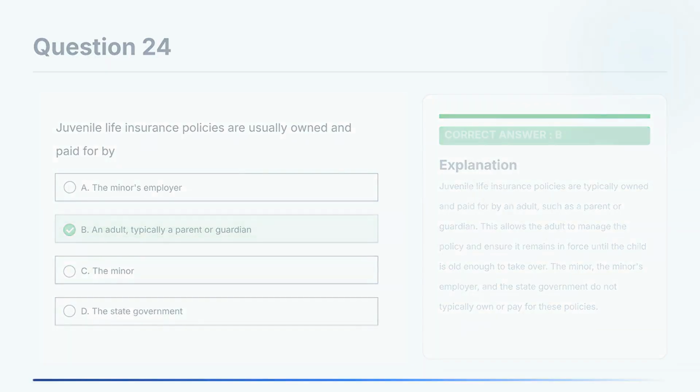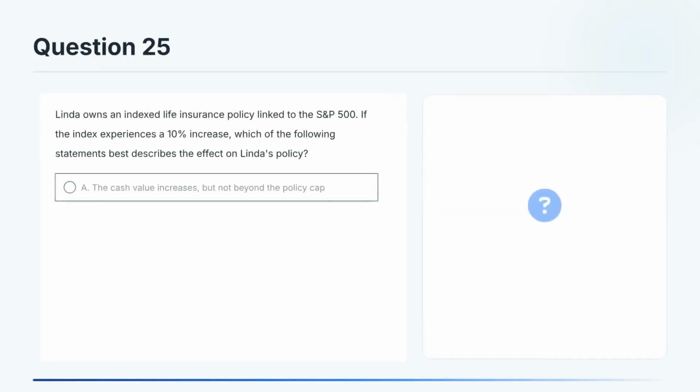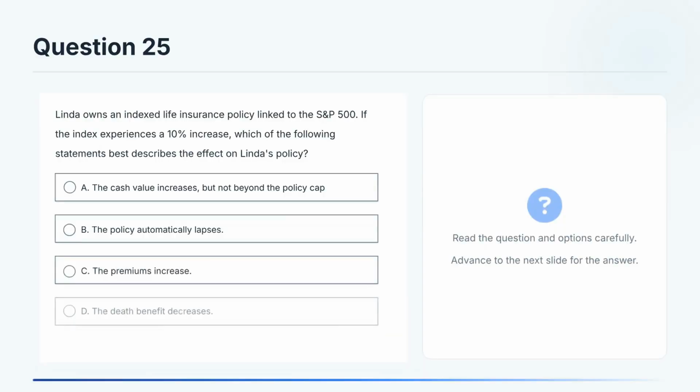Question 25. Linda owns an indexed life insurance policy linked to the S&P 500. If the index experiences a 10% increase, which of the following statements best describes the effect on Linda's policy? A. The cash value increases, but not beyond the policy cap. B. The policy automatically lapses. C. The premiums increase. D. The death benefit decreases.